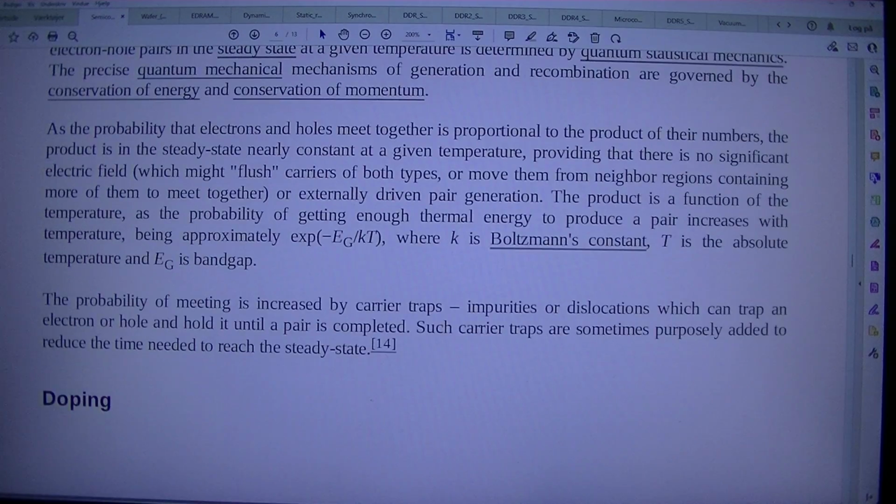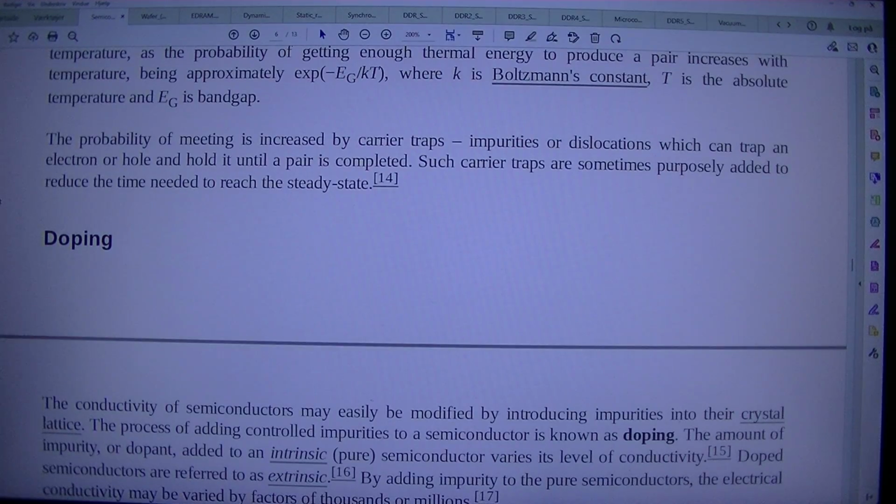The probability of meeting is increased by carrier traps, impurities or dislocations which can trap an electron or hole and hold it until a pair is completed. Such carrier traps are sometimes purposely added to reduce the time needed to reach the steady state.